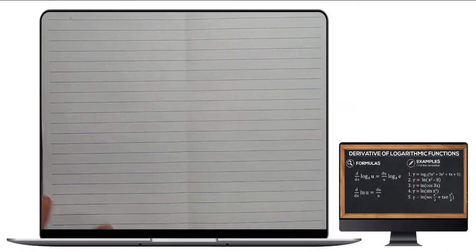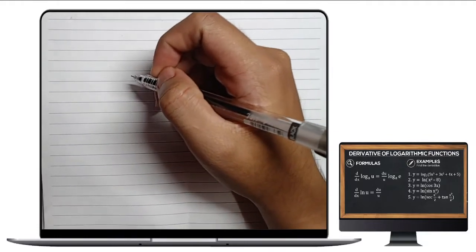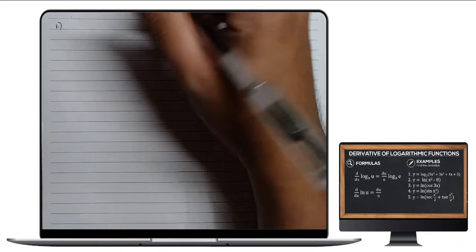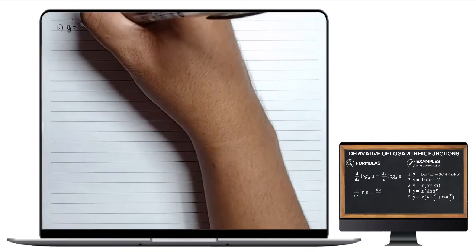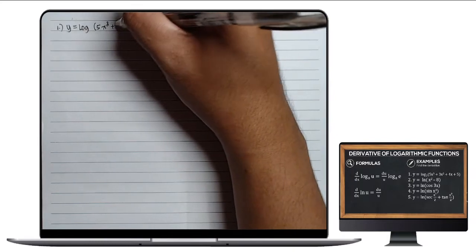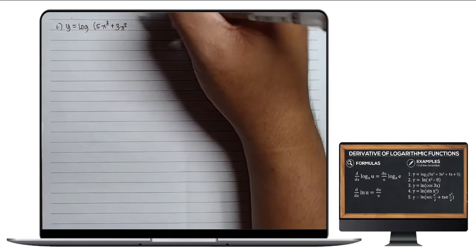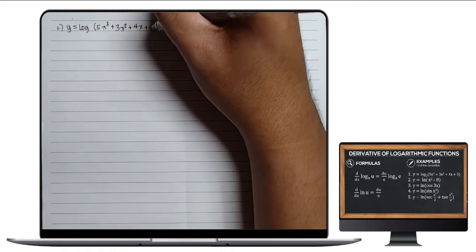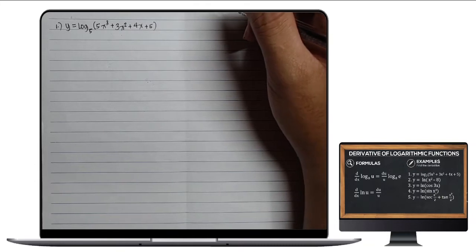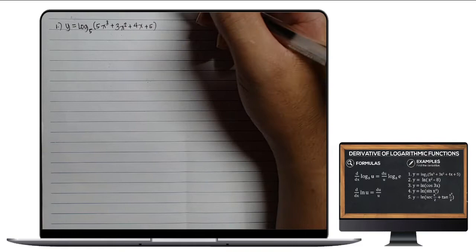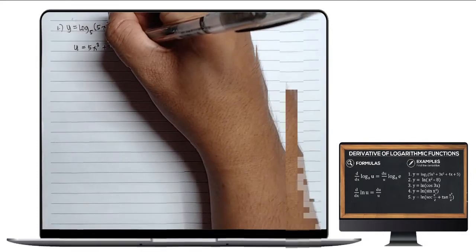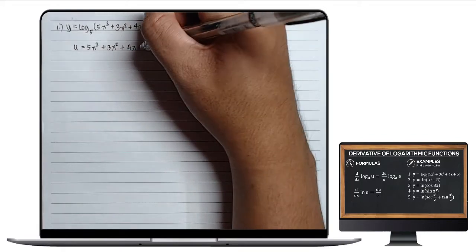For example number 1, we have y is equal to logarithm of 5x cubed plus 3x squared plus 4x plus 5 to the base 5. So if we want to find the first derivative, we are going to simply follow the formula. So in this case, our u is equal to 5x cubed plus 3x squared plus 4x plus 5.